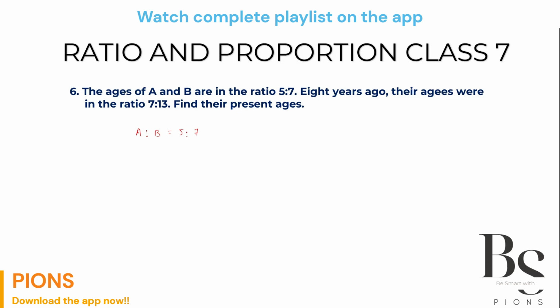Okay. So let me remind again, as we have done similar kind of problems in the previous questions. 5 and 7 are not the ages of the given persons A and B. That is the ratio. So what should be the age? Let's assume the age of A equals 5 times x and the age of B equals 7 times x. Correct? We got the two ages.